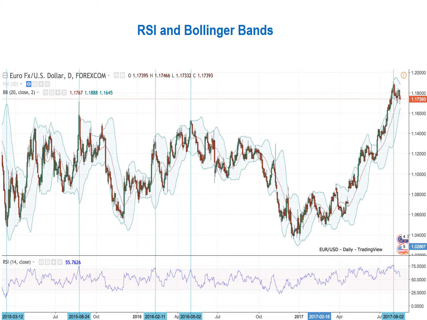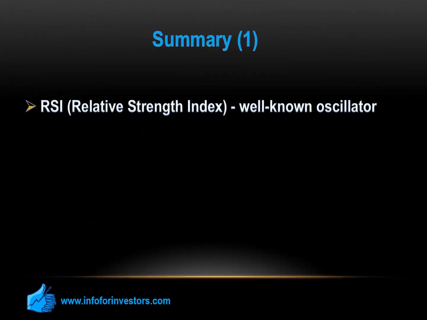Let's try to summarize the main things we should remember. Number 1. The RSI, Relative Strength Index, is a very well-known oscillator developed by J. Wells Wilder. Number 2. It fluctuates between 0 and 100 to provide overbought and oversold situations. Readings above 70 indicate the prices might be about to reverse downward, as they are overbought. Readings below 30 indicate prices might be about to reverse upward, as they are oversold.